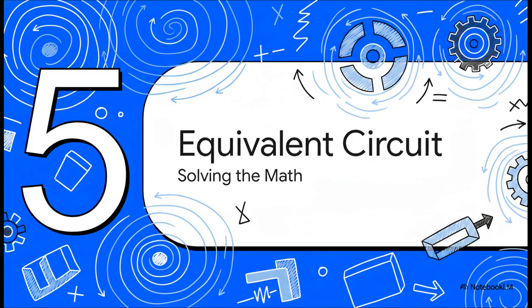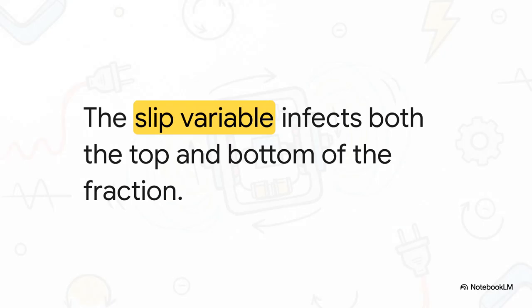Section 5. The equivalent circuit. Okay, we're now going to solve that massive mathematical headache we just uncovered, so engineers can actually model and predict this motor perfectly. Here is our initial very messy reality, the rotor current equation. Notice how our slip variable, S, is infecting both the top and the bottom of the fraction. It's sitting up there in the voltage numerator, and it's completely tangled up down below in the reactance denominator.